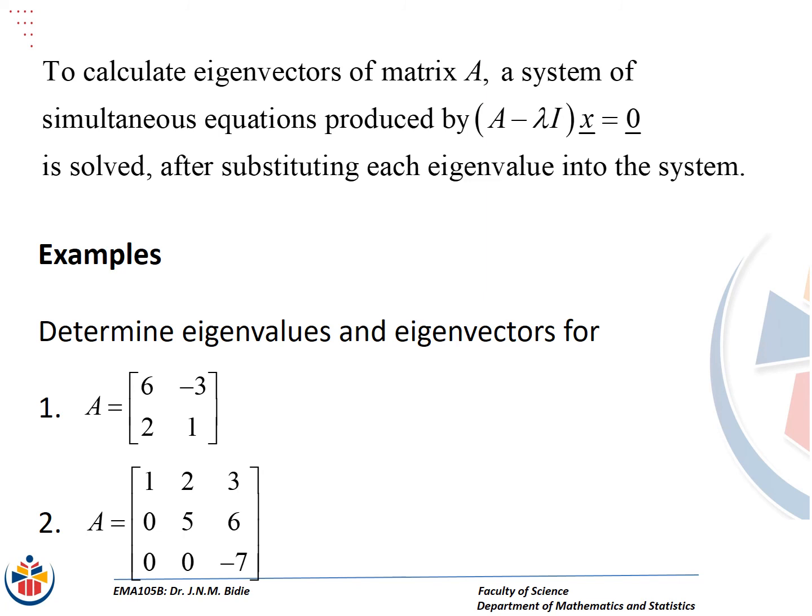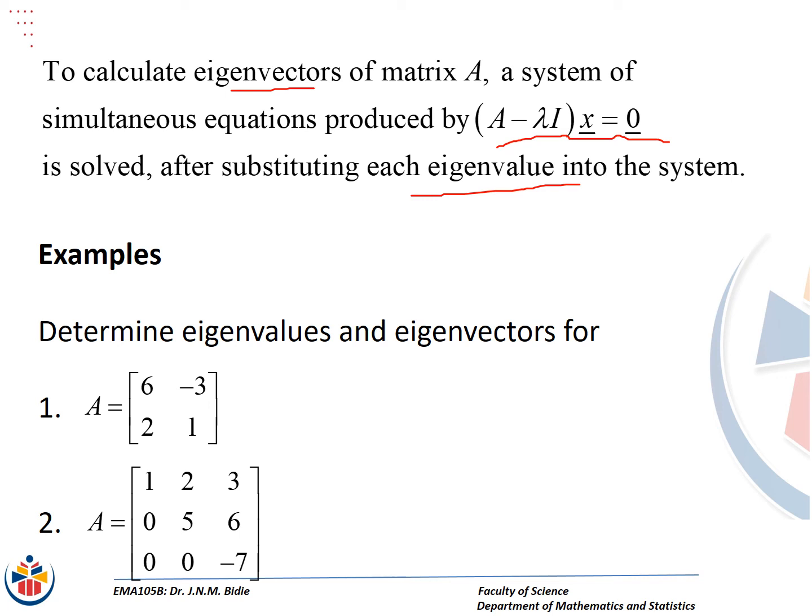Once again, it has been stressed that in order for you to get eigenvectors, we need to solve the system of equations that we get from the equation A minus lambda I into x equal to a 0 vector, after substituting each eigenvalue into the system. Let's do some examples so that we can understand what really is going on here.